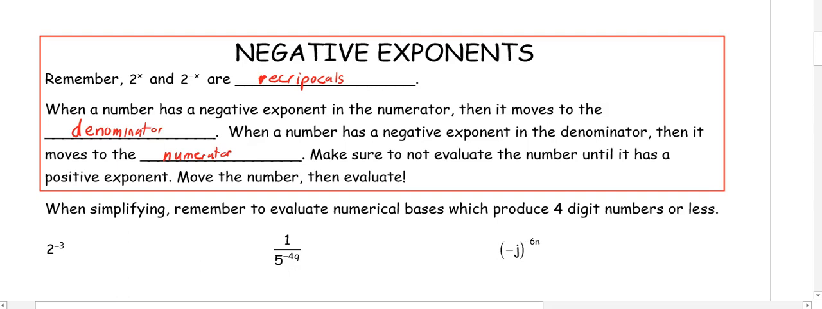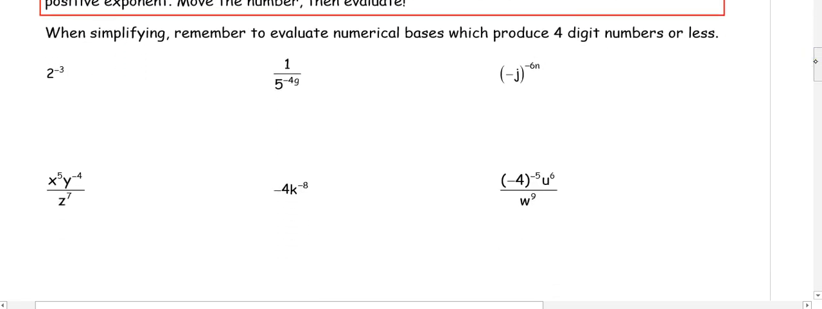So basically it's going to move either from the top part of the fraction to the bottom part or vice versa, depending on where that negative exponent was located. We need to make sure not to evaluate the number until it has a positive exponent, and we only want to move things that have the negative exponent with them. When simplifying, we also want to remember to evaluate numerical bases that produce 4 digits or less. We'll look at that as we continue with some examples.